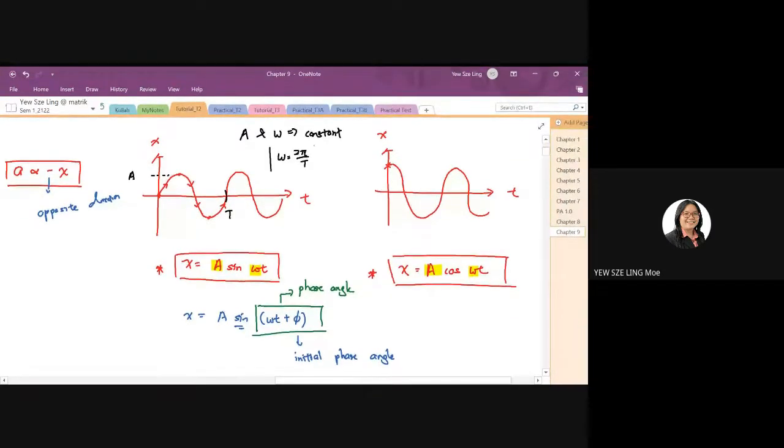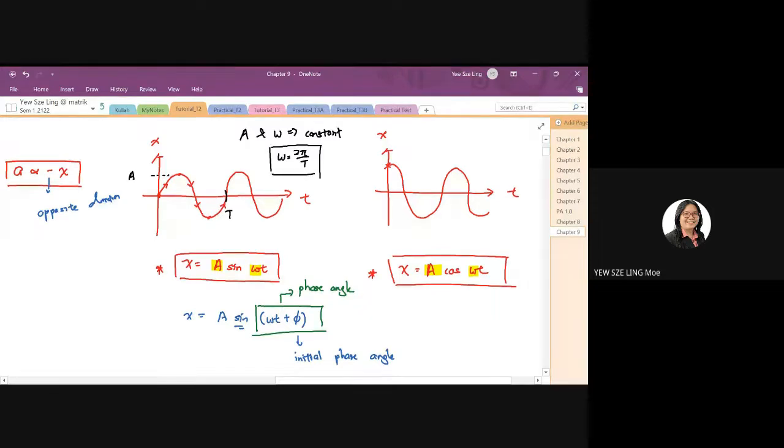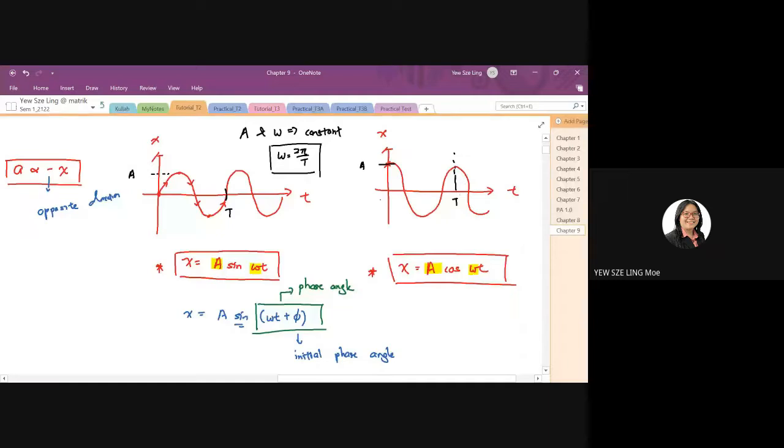So this is the relationship that you need to know. Information that can be obtained from the graph is A and the period, capital letter T. From there, you can calculate omega that can be used in your equations, or from equations, you can calculate the period that can be used in graph sketching. For cosine functions, it is also the same: you have A here, and then you have the period right here.